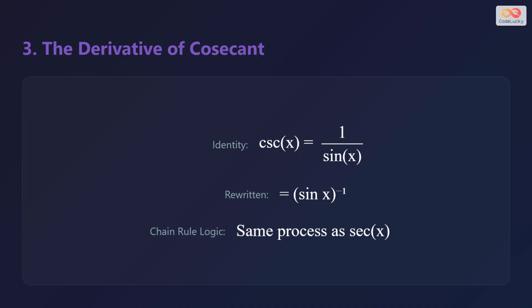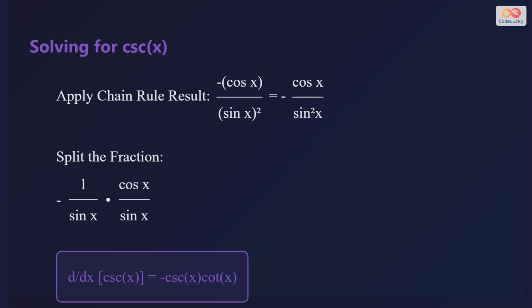Finally, let's look at cosecant x. The logic is identical to secant. We rewrite cosecant as 1 over sine of x, or sine of x to the power of negative 1. We will use the chain rule exactly as we did before. Using the chain rule again, bring down the negative, subtract 1 from the power, and multiply by the derivative of sine, which is cosine. This gives us negative cosine over sine squared. We split the fraction just like before, negative 1 over sine times cosine over sine. This simplifies to negative cosecant x times cotangent x.